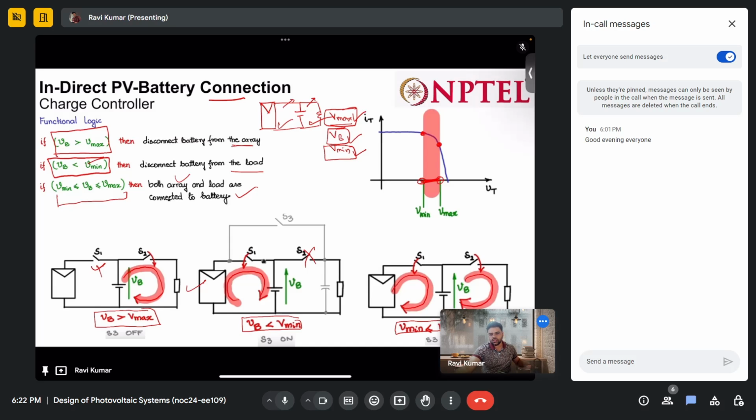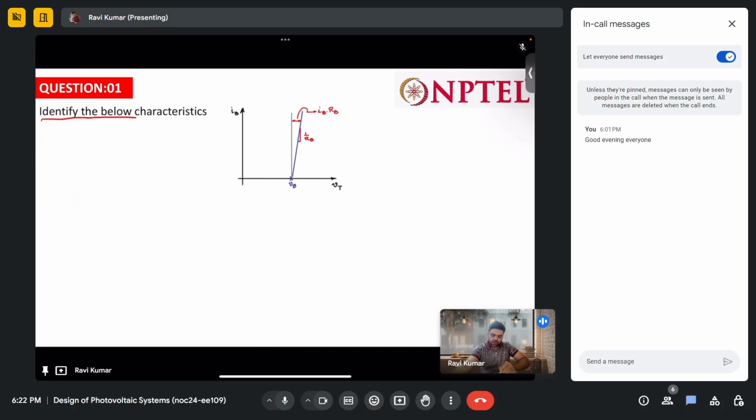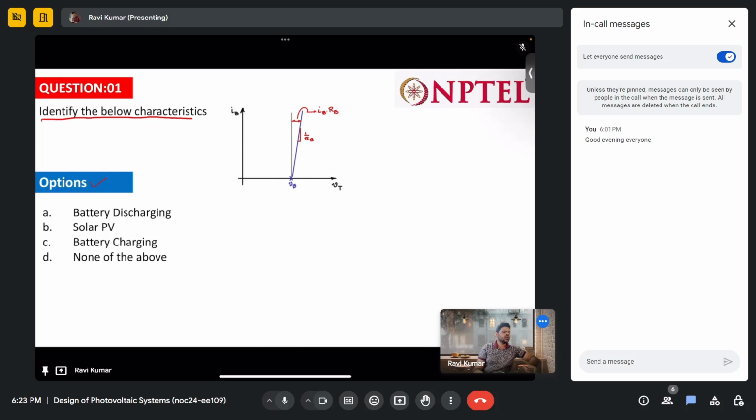Okay, so this is all about this week. Now we will solve a few questions. The first question says, identify the below characteristics, and these are the options. What is this particular characteristic showing?